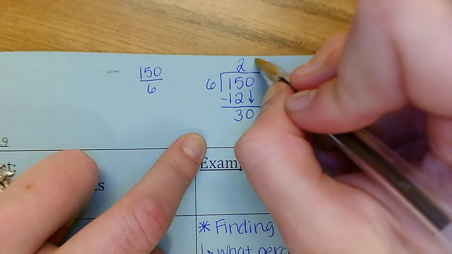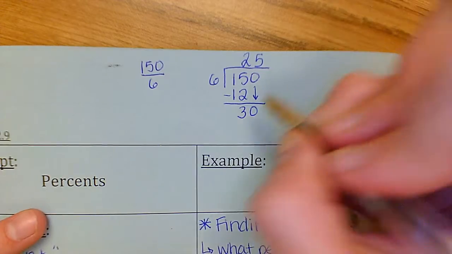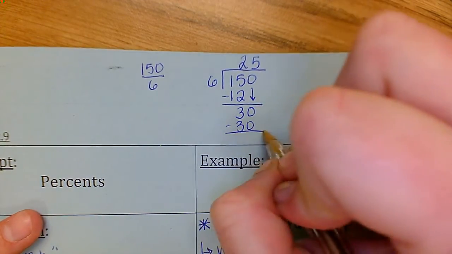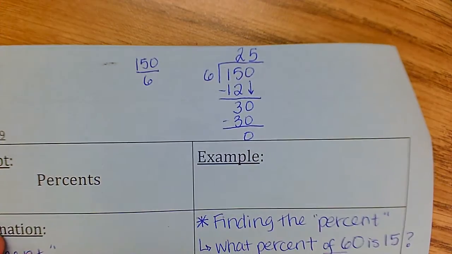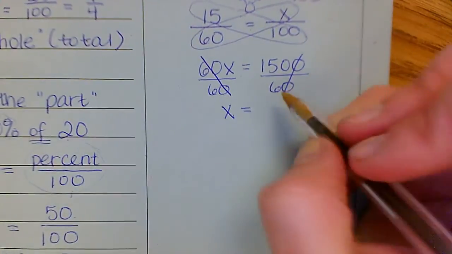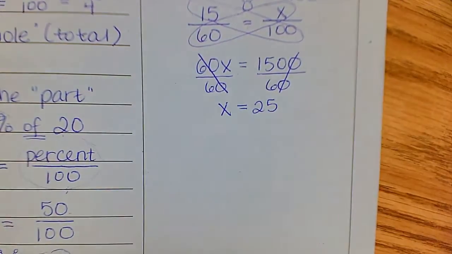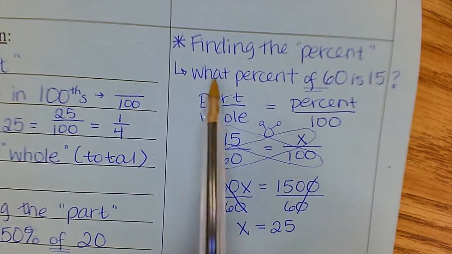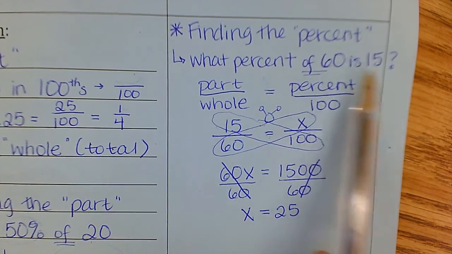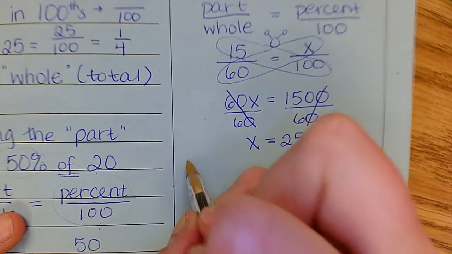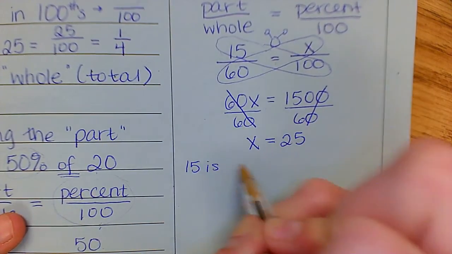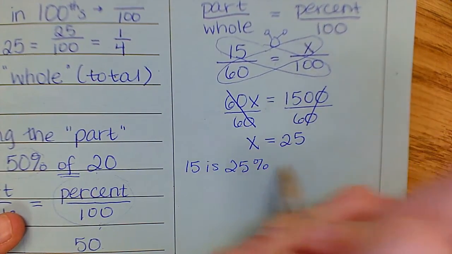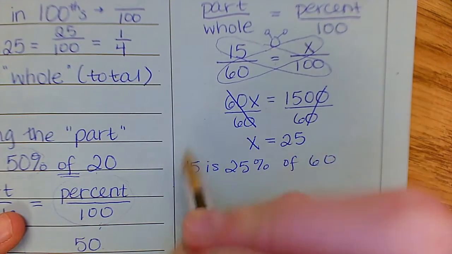6 goes into 30 5 times, and it goes in perfectly. So I'm left with 0, which is good. So 6 goes into 150 25 times. So when I'm over here, my x is equal to 25. So as far as my answer, they asked what percent of 60 is 15. So my answer would be 15 is 25% of 60.